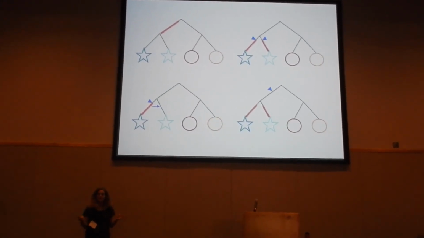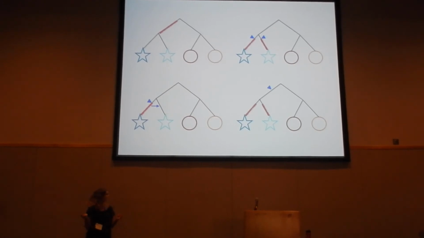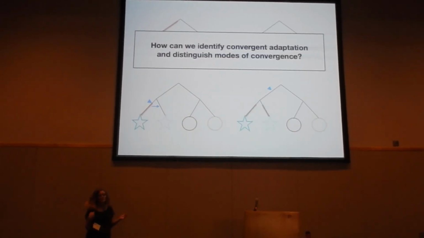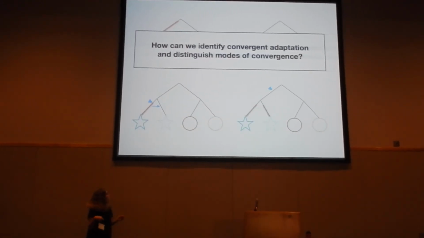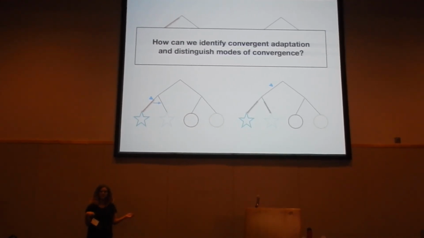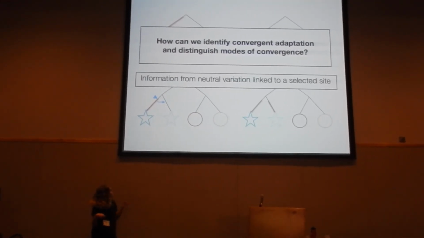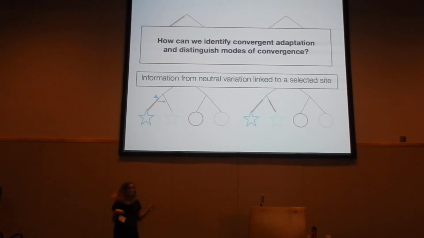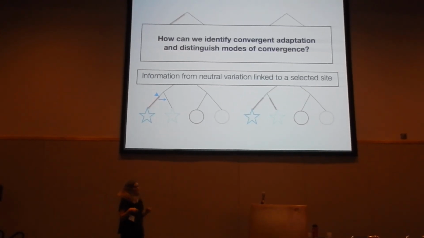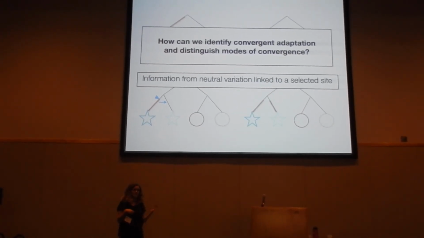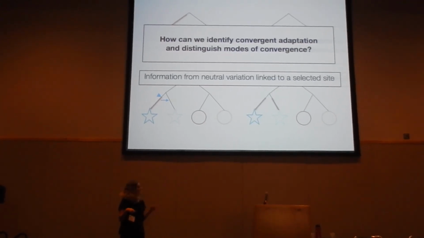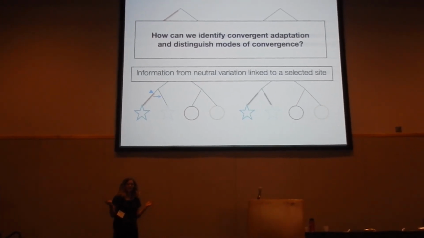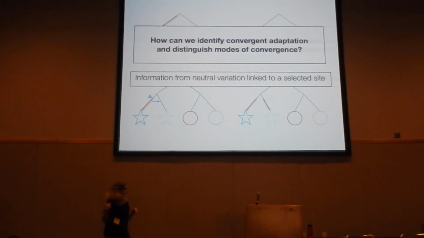So we can see this pattern, and there might be many different ways in which it can arise. What we want to understand is how we can distinguish these cases of convergence, and how we can distinguish among these modes of convergence. What I'm going to do is leverage information from neutral sites that are linked to a selected site. We know that when selection is happening at some locus, things that are not able to recombine off that background are also going to hitchhike with it.